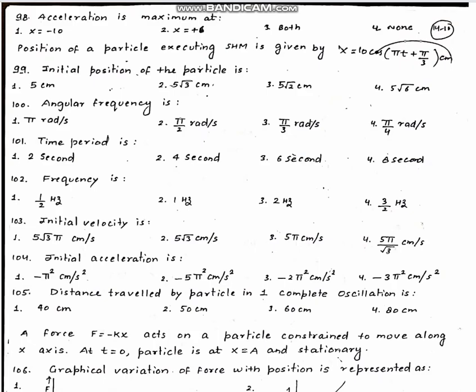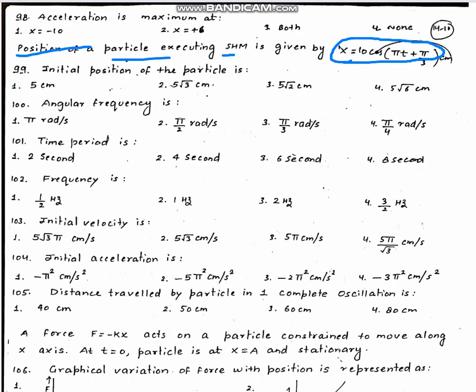Today, we'll discuss NCERT line to line with the chapter Oscillations. So, let's start with the first question. It says that the position of a particle executing SHM is given by x is equal to 10 cos(πt + π/3) centimeter.